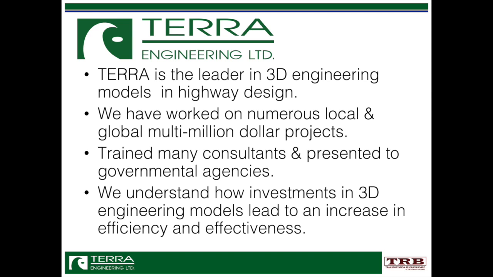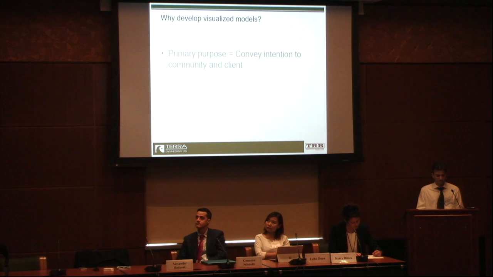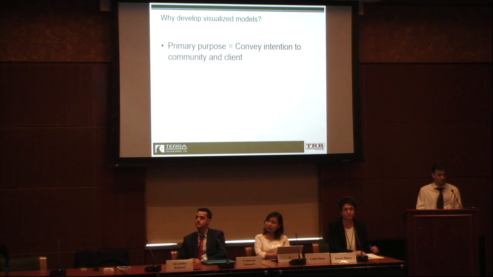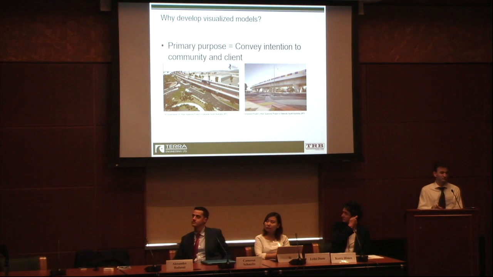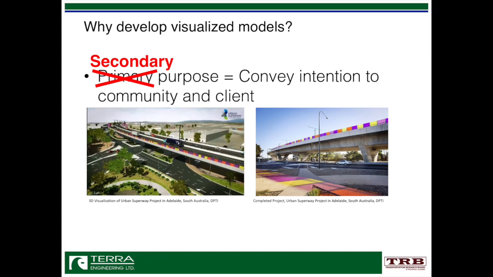So why do we develop visualized models in the first place? The primary purpose is to convey the intention to the community and the client. What you see on the left is a rendered model of a project that I worked on in Adelaide, South Australia, called the Urban Superway. The picture on the right is the actual photograph of the same junction. The advantage of that rendered model before it was built is the client, being the Department of Transport, and also the community, was able to see what was there before it was built. However, that is not the primary purpose of why we build models.